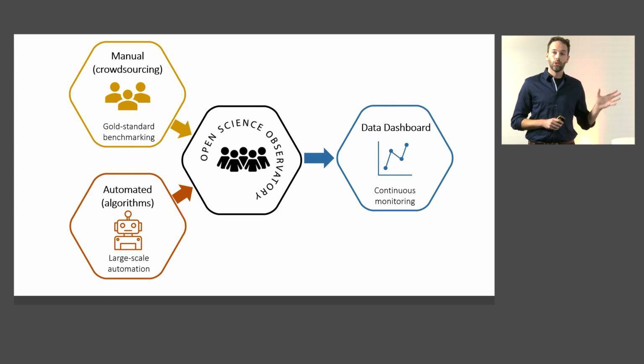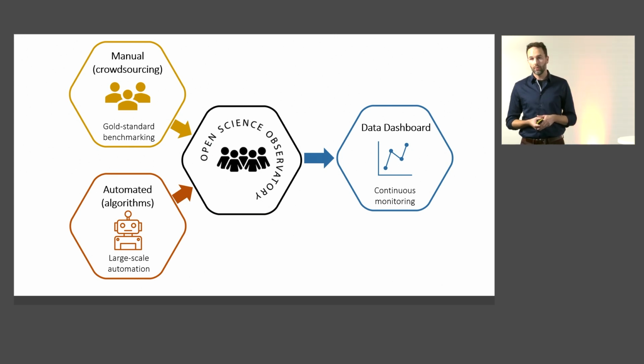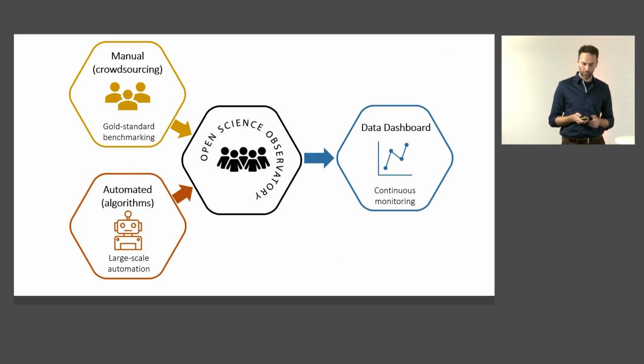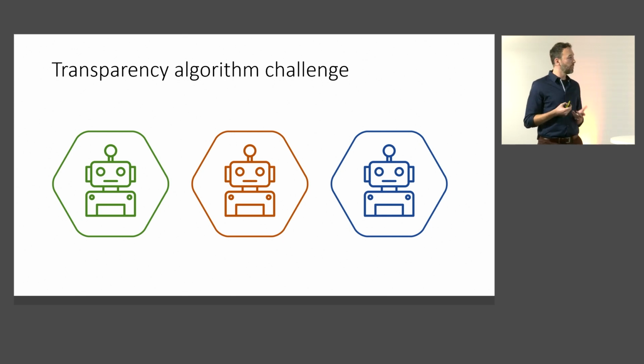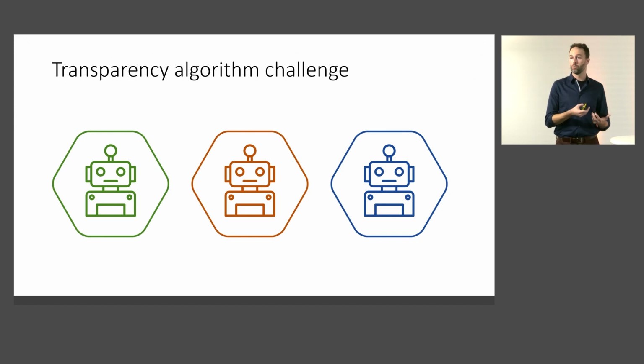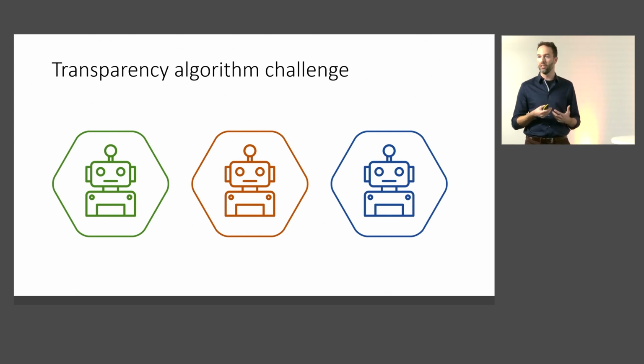Now, for the automated data stream, there are a few candidate algorithms being developed, and that includes those developed by Stylianos and his colleagues. So one thing we'd like to do is to organize a transparency algorithm challenge. And this is where various groups will pit their algorithms against each other to see which one performs the best. And the Open Science Observatory will provide the gold standard benchmarking data freely available for anyone to train and validate their algorithms against. So we're hoping to catalyze innovation in this space.